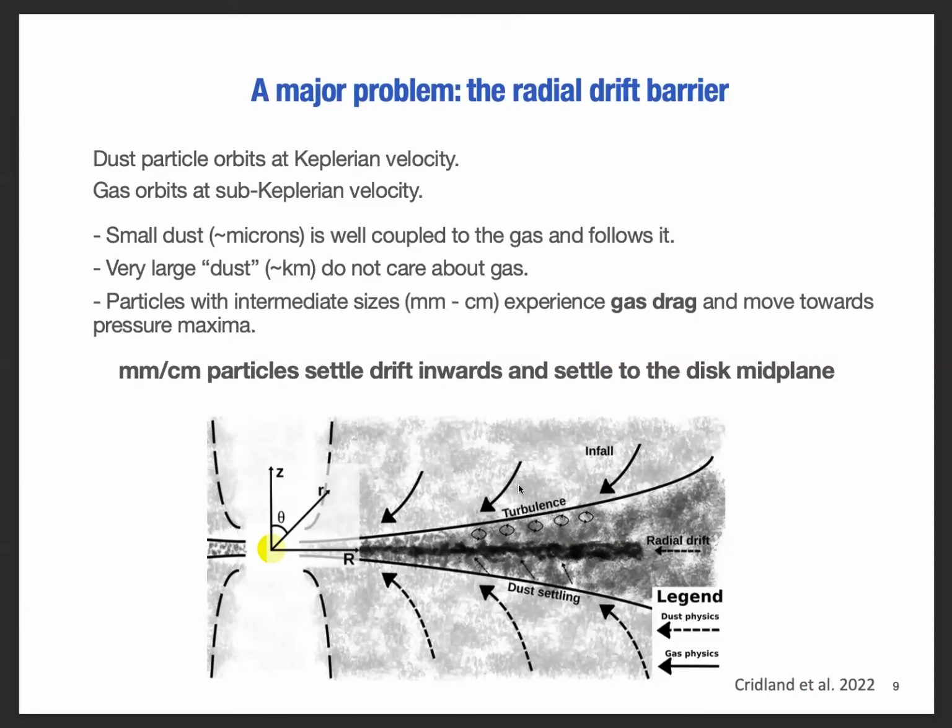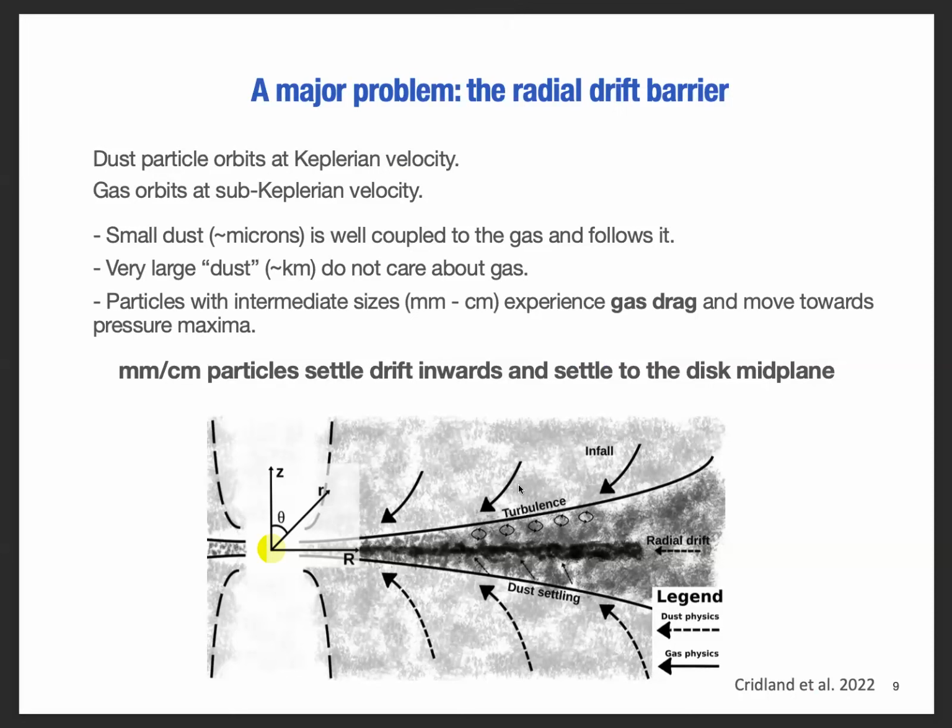And all this story makes for a very good story. It makes sense, right? But of course, there are things that still didn't fit too well. And one of those was the radial drift barrier. This is such an important problem that it has its own name.